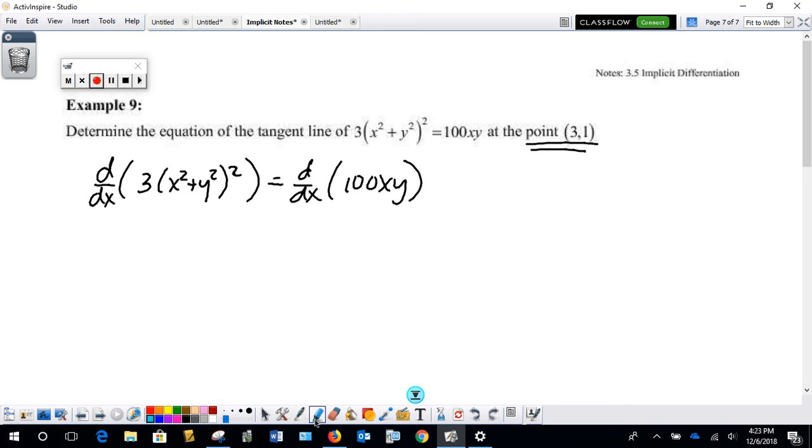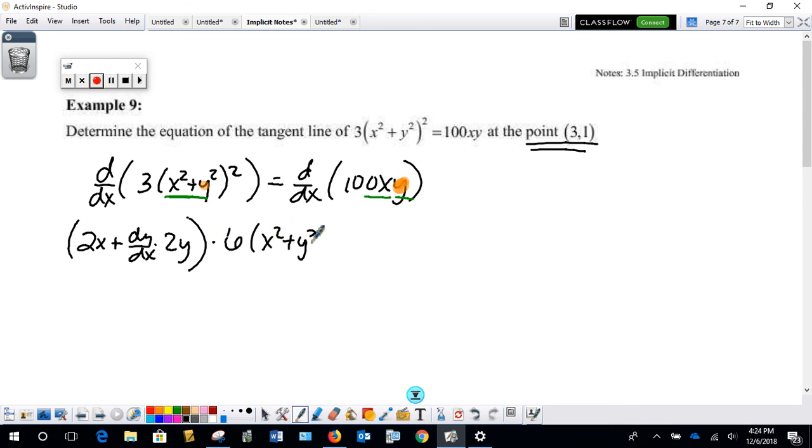Figure out where your y's are so that you are paying attention to the implicit part. Notice that you also have a product rule over here, and this has a chain rule involved in it. So taking the derivative is just starting to up the ante a little bit to make it a little bit more complicated for the derivative. So I start with the derivative of the inside, which is x squared plus y squared. So 2x plus dy dx times 2y. That's the derivative of the inside. And then 3g squared would have a derivative that is 6 times that g to the first.